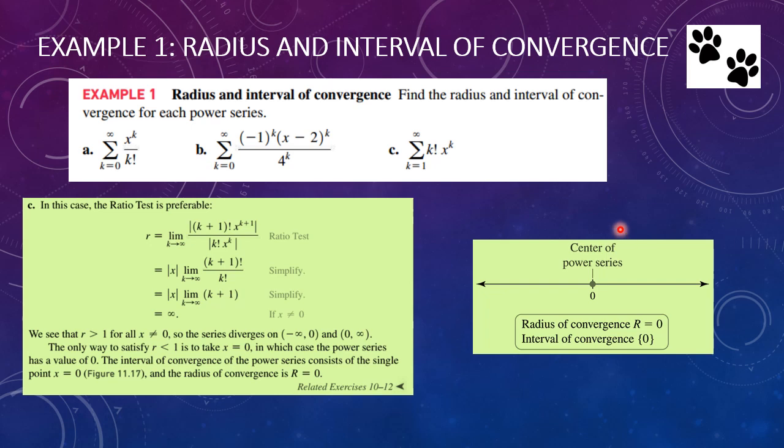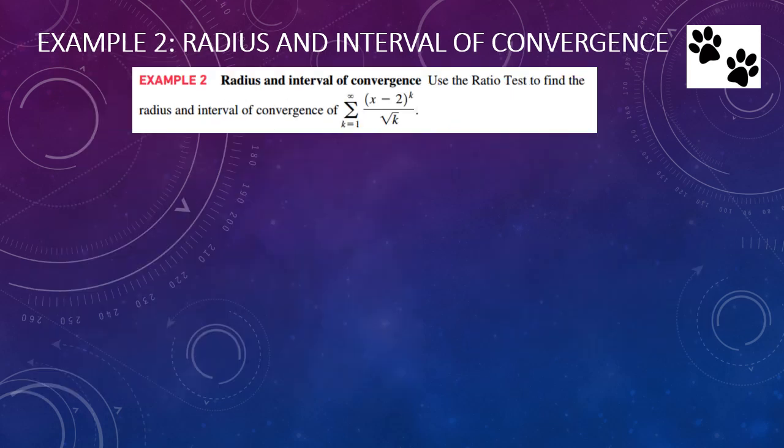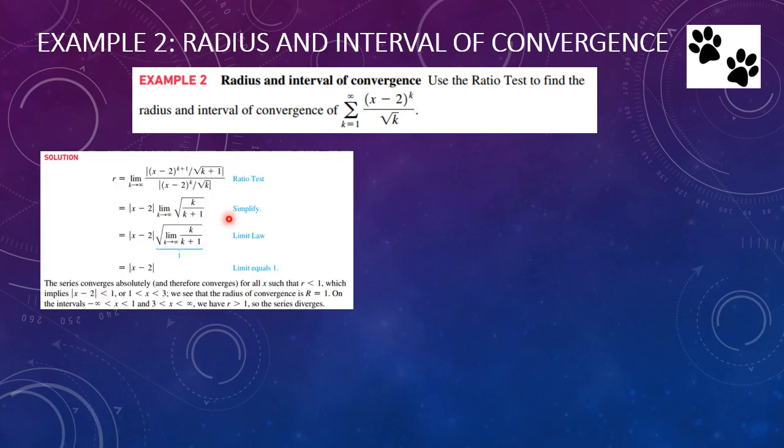All right, so let's look at another example. Let's look at example 2. Use the ratio test to find the radius and interval of convergence of the summation from k equals 1 to infinity of (x minus 2) to the power of k, all over the square root of k. So hit pause now and try this one. We've just gone through 3 of these, and this is very similar, and it's telling you which test to use, the ratio test. So why don't you try to do this problem, and then when you're finished, come back and hit play.